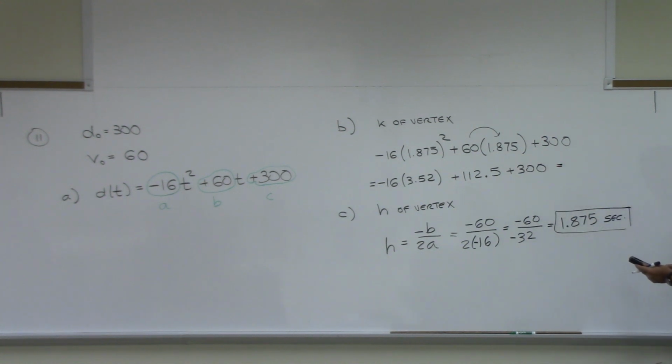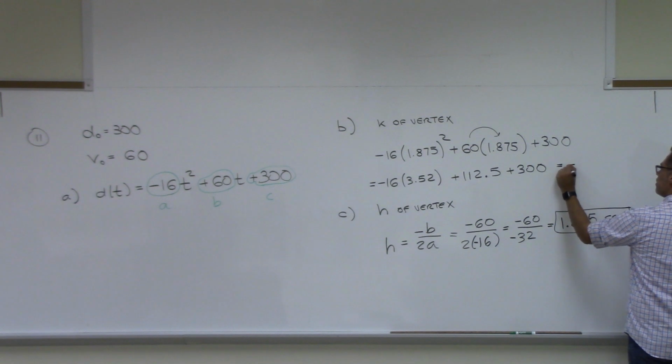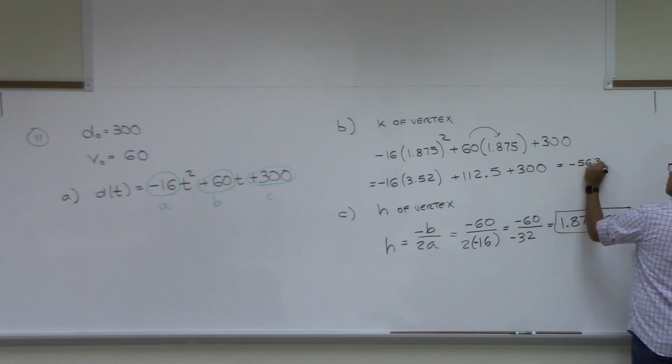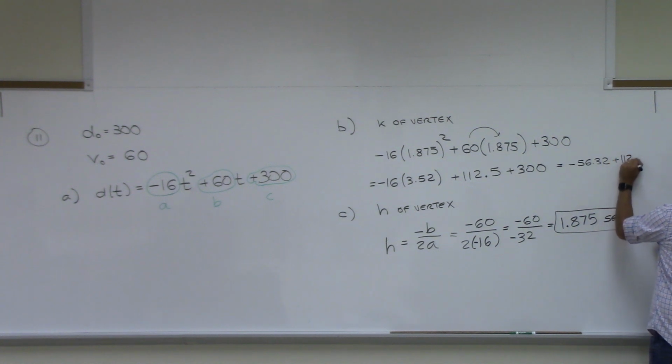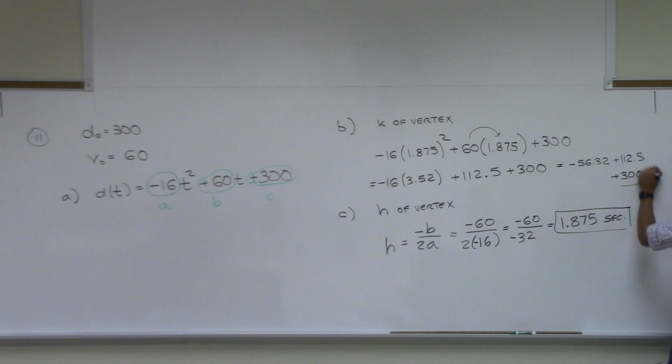So negative 16 times 3.52, negative 56.32, and then I need to add to that 112.5 and then add to that 300. I'm going off camera here. So just put all that together. $356.2-ish or 0.1 something.